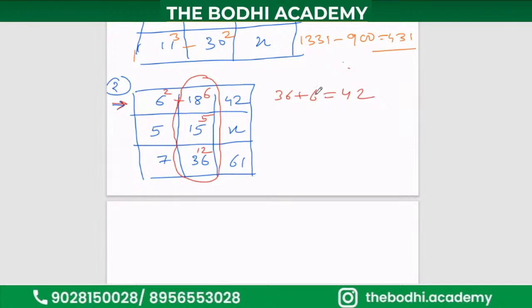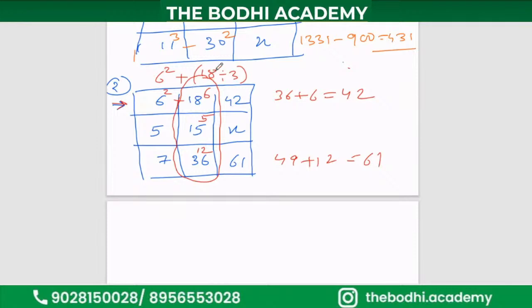To cross-check it, we use the same pattern on the next row also. Now 7 times 7 is 49, plus 12, we get 61. So yes, the logic says: square of the first number, plus the result after dividing the number by 3.